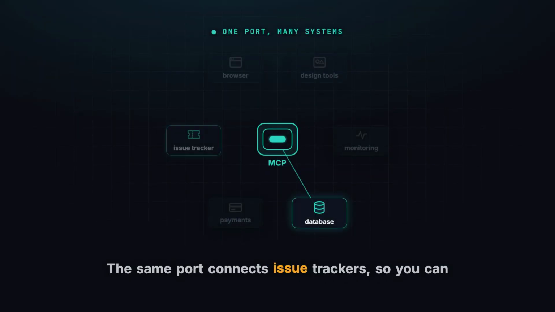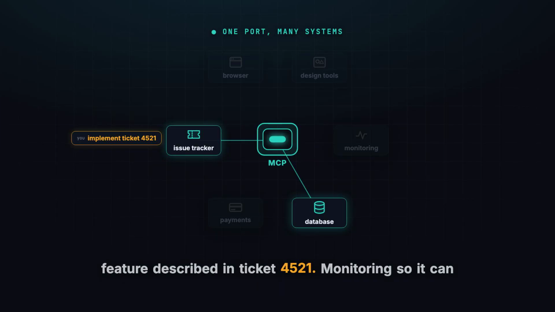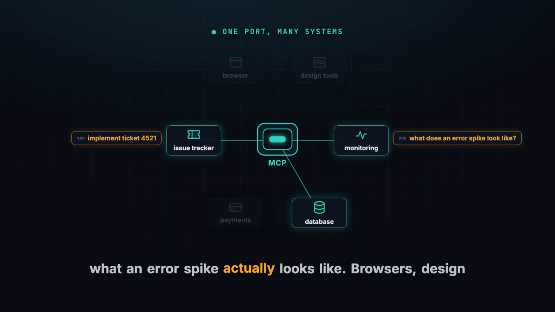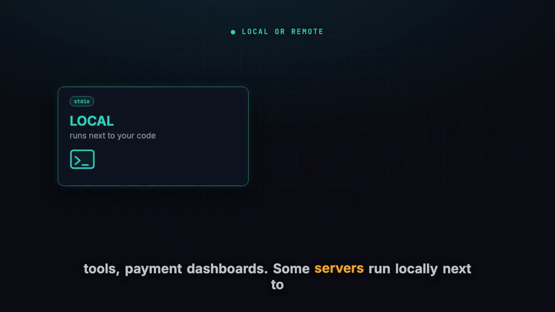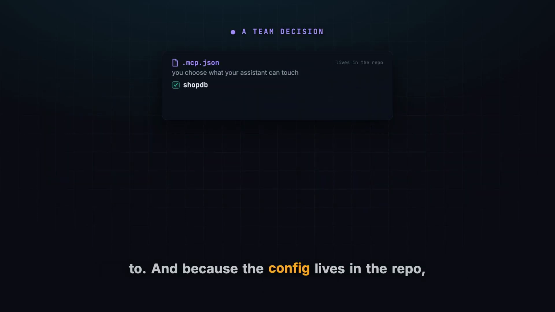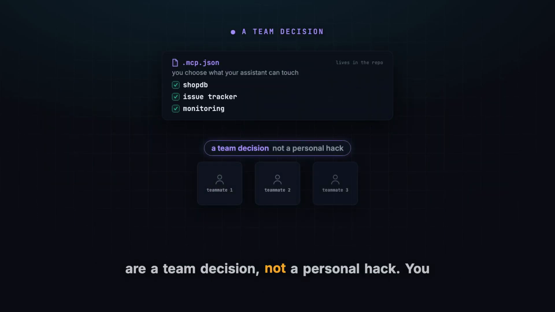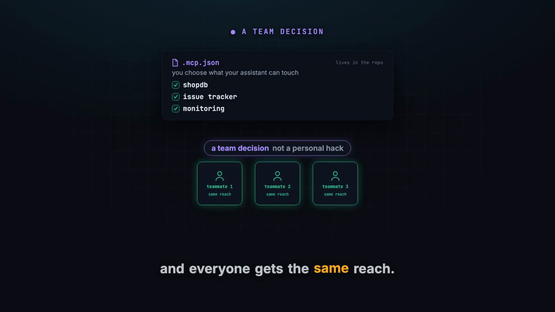And databases are just the beginning. The same port connects issue trackers, so you can say, implement the feature described in ticket 4521. Monitoring, so it can check what an error spike actually looks like. Browsers, design tools, payment dashboards. Some servers run locally next to your code. Others are remote services you authenticate to. And because the config lives in the repo, hands are a team decision, not a personal hack. You choose what your assistant can touch, and everyone gets the same reach.